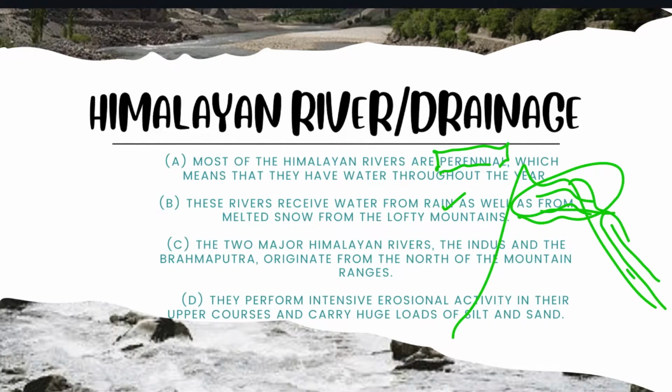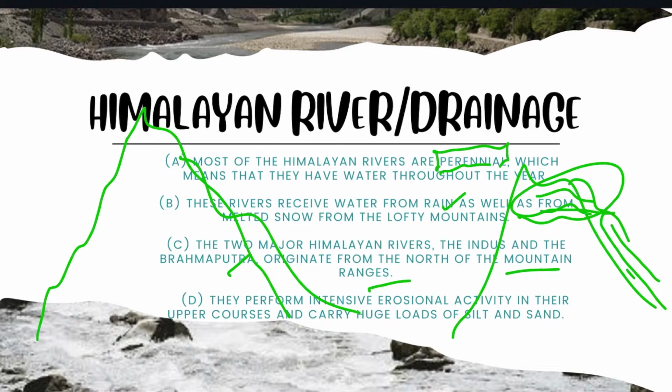The two major Himalayan river systems, Indus and Brahmaputra, originate from the north of the Himalayan range. We are going to discuss that on the next slides. And they perform intense erosional activities. Why? Because when a river comes down from the high areas, it will definitely erode a lot of soil and a lot of rocks, because the intensity, or the speed, of water will be too much.